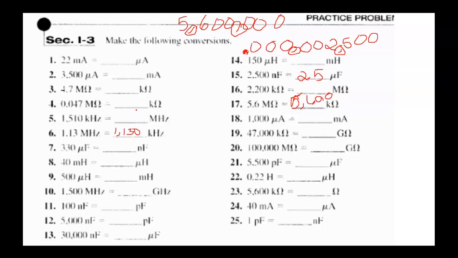Close, but not quite. I need to come up with one more. So it should be 47,000 kilos. Okay? No. We're going to giga, so we're going that way. Big G. Oh yeah, you're right.